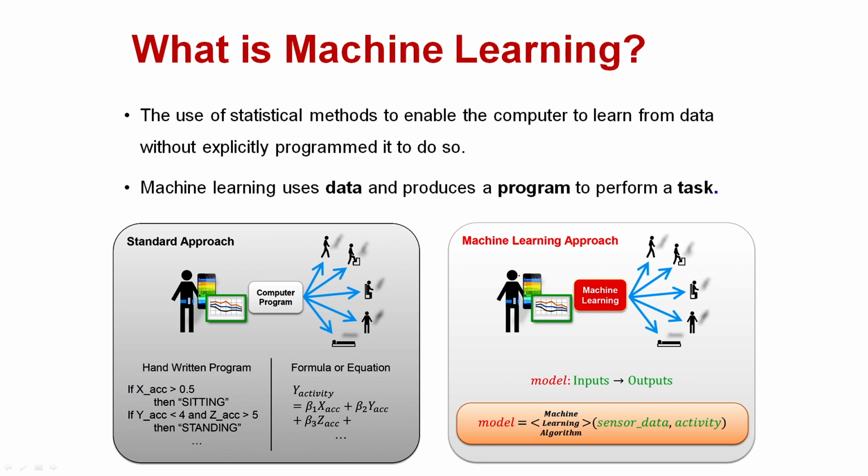But on the other hand, machine learning is a statistical method that enables a computer to learn from data without explicitly programming it. Remember this. It uses data and produces a program to perform a certain task. As you see in this picture on the right side, we have to use certain algorithms. We will talk about that in today's class itself. This algorithm can allow us to analyze the data, find correlation or find relationship between the different sets of data, and that can be done in a very systematic manner. That is what machine learning does, and it can be used for various aspects.